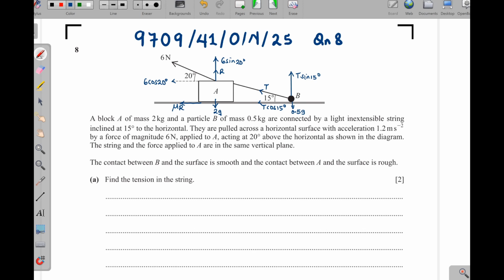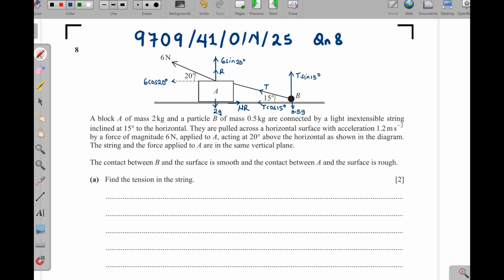What else do we have? Now, since this is the pulling force, remember there is something they said here, that the string and the force applied on A are in the same vertical plane. The contact between B and the surface is smooth, so we don't have any frictional force here. Now the frictional force acting on A has to be in the opposite direction. You see that? So I will have our mu R like this here, not here like I had done before.